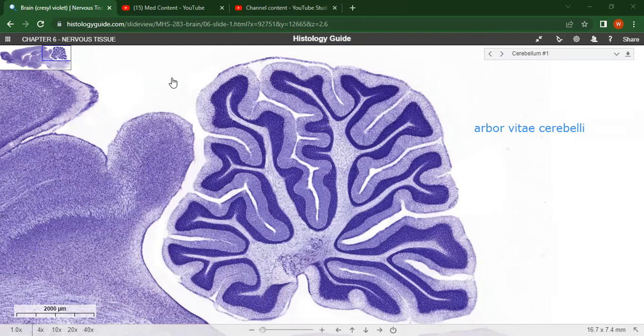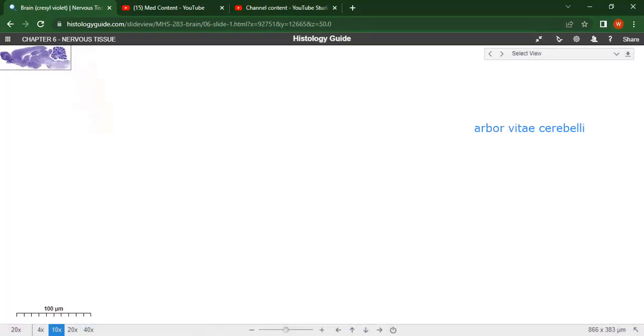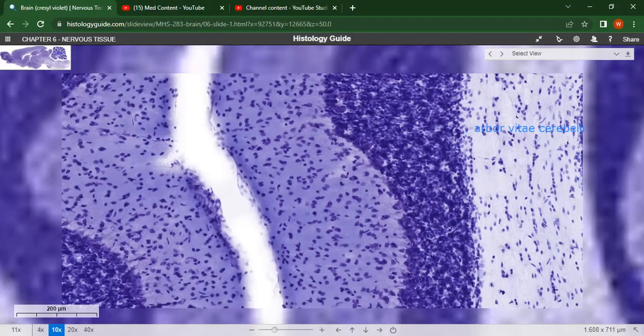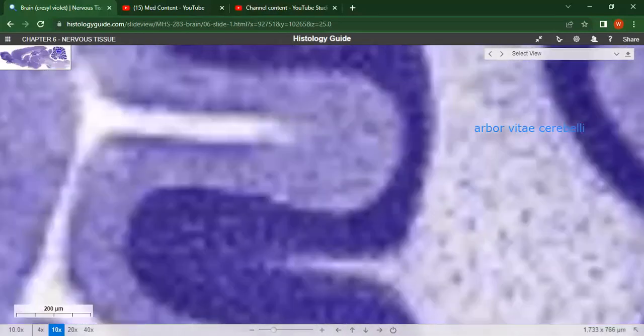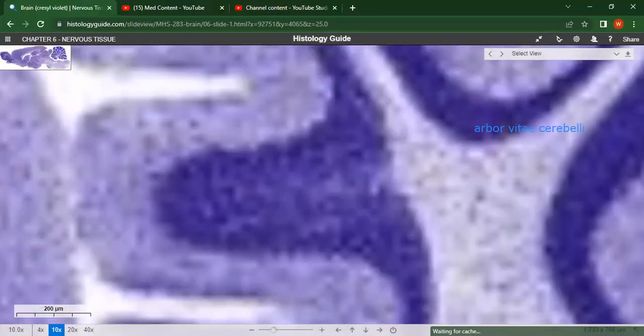Away from that, let me remove this so that you can see. Okay. So here we can see the cerebellum. We will look at the histological organization of the cerebellar cortex. So it is made up of 3 layers. Maybe I should start with 10x. I want you to see a good section, a clear one.